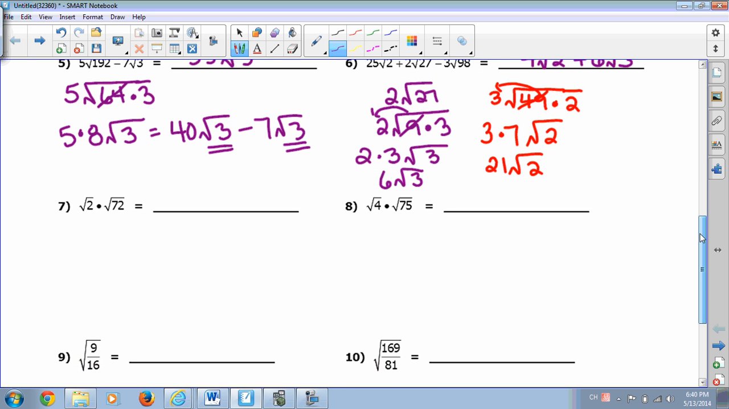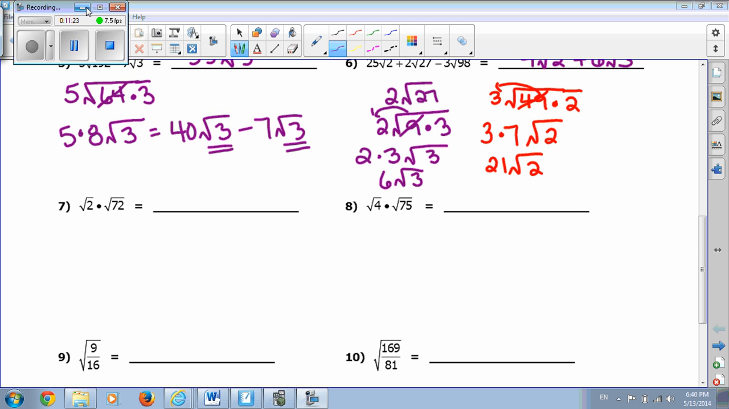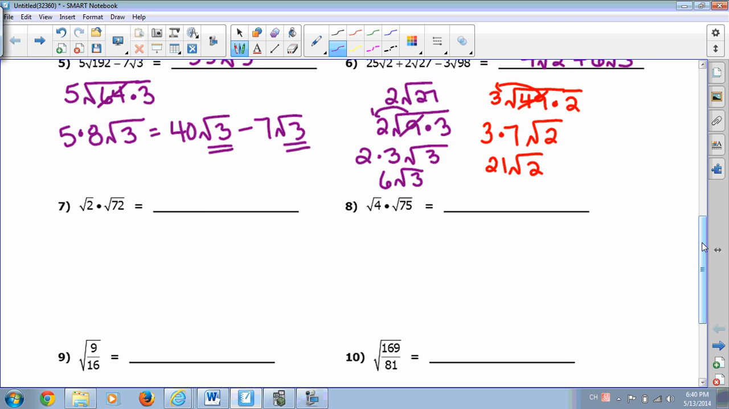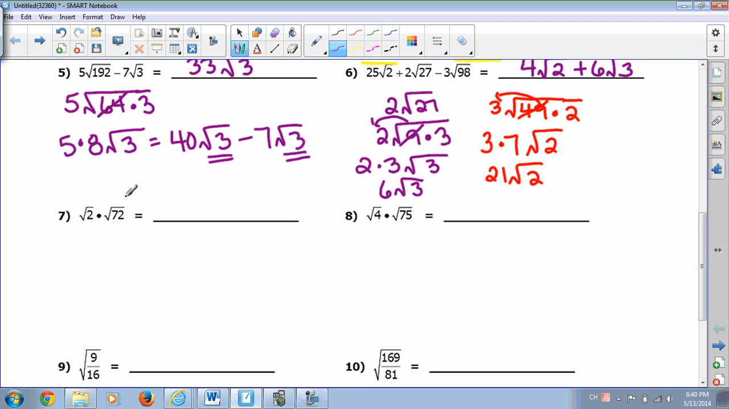Okay, let's move on to number 7. Okay, you should notice something a little bit different about number 7. We're no longer adding or subtracting, we are multiplying. Okay, multiplication has totally different rules than adding and subtracting. Just like when you multiplied x times x, you get x squared. It's different than adding x plus x, and you get 2x. Completely different rules when you are multiplying.